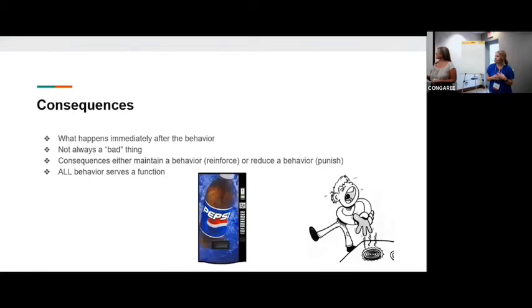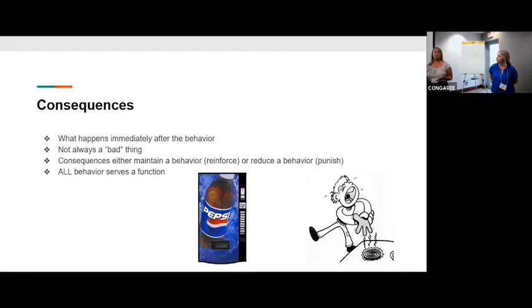So the last one is C, consequence. Like we said, what happens immediately after that behavior? And remember, it's not always a bad thing. Consequences can be good things too. They either maintain a behavior. So if a consequence happens and that behavior is more likely to occur, that means that the consequence was reinforcing. It reinforced that behavior, so now in the future, it's going to occur more often. Or that consequence might be punishing, which means that in the future, that behavior is going to stop.